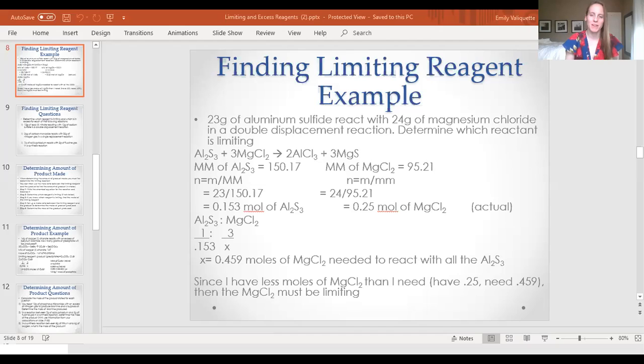So of course we start by writing and balancing a chemical equation, figuring out the moles of the limiting reagent, and using the mole ratio to figure out how many moles of the excess reagent are required or needed. That is the amount of the excess reagent that's used. And then if it's asking for the leftover reagent, again, we just subtract that from the amount of the reagent we started with.